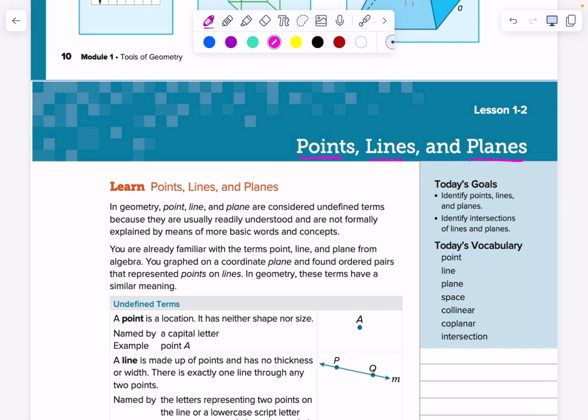What about a plane? The earth is a location. The flat surface, not plane as in airplane. Plane as in flat surface. So a plane would be like the tabletop, or the floor, or the ceiling, or the wall, a flat surface.